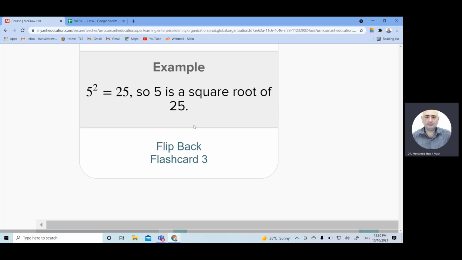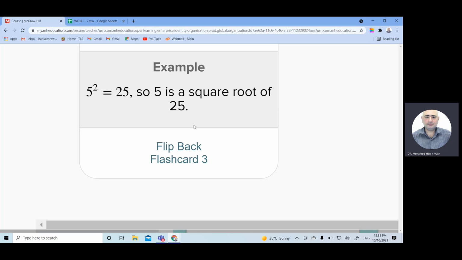7 times 7. So 49 equals 7 times 7. So 7 will be what? Square root. Right. Who can tell me, if I have 64, what is the number multiplied by itself that equals 64? 8. 8 times 8. So what is the name of 8 here? Square root. This is the meaning of the square root.